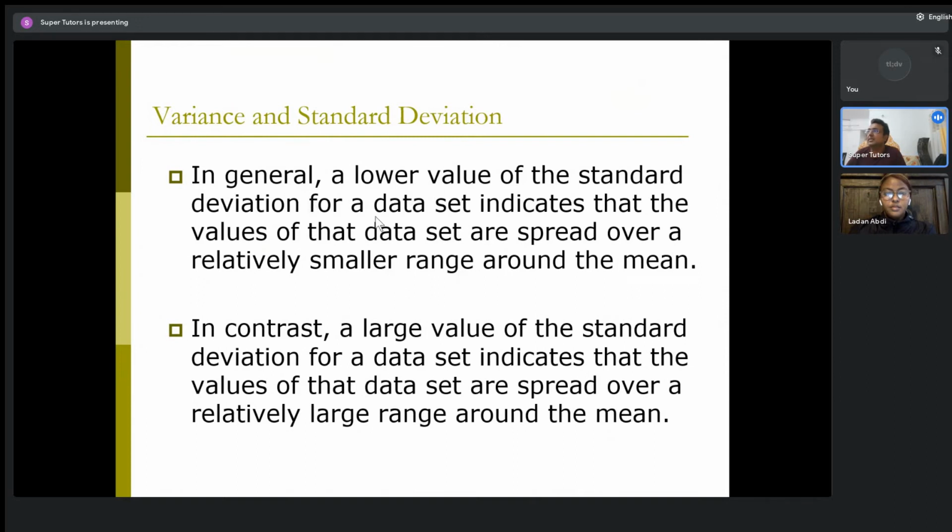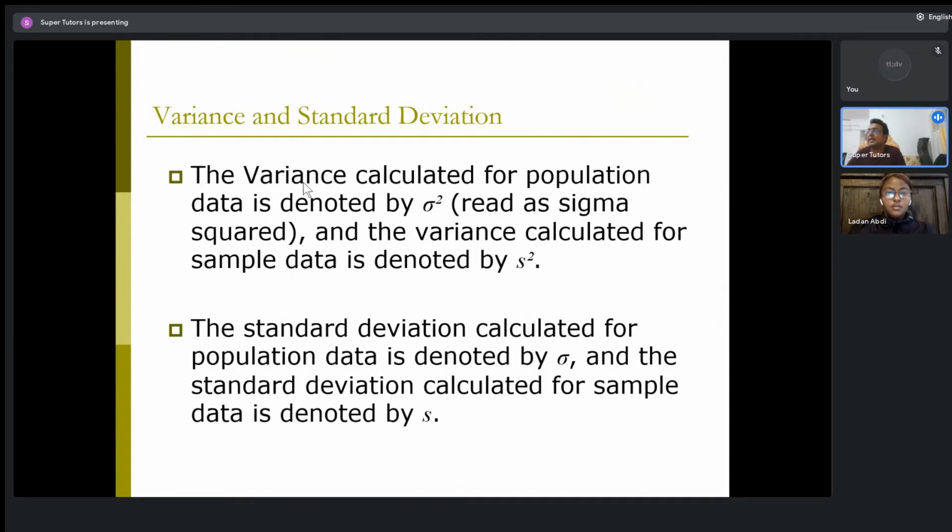A lower value of standard deviation indicates that the values of the dataset are spread over a relatively small range, and a large value of standard deviation indicates that the values are spread out over a large range, as we just noted. Now, there is something called variance. Variance is nothing but the square of the standard deviation. So if the standard deviation is 2 units, the variance is 4. If the standard deviation is 5, the variance is 25, the square of that.